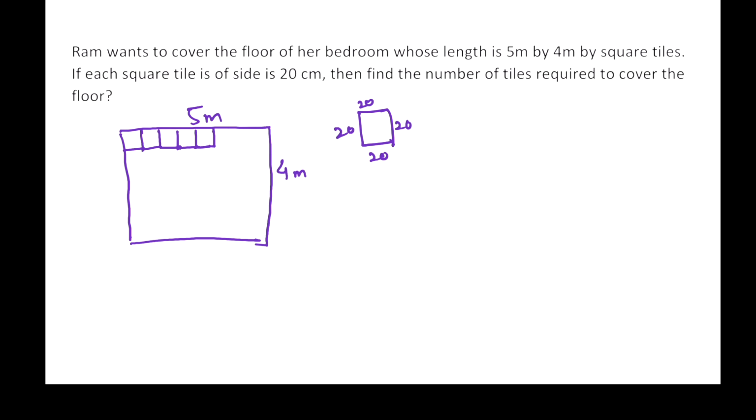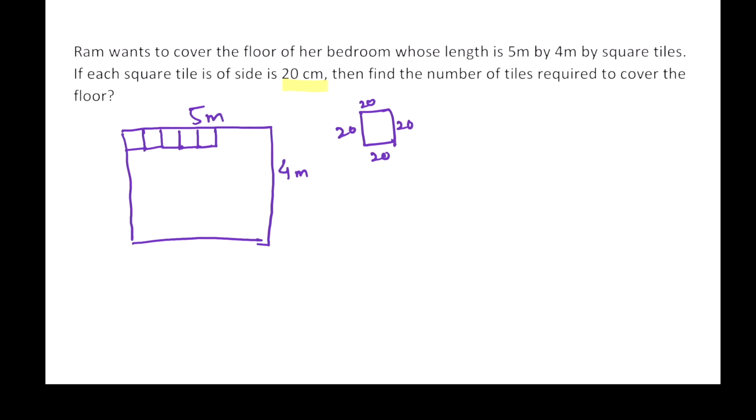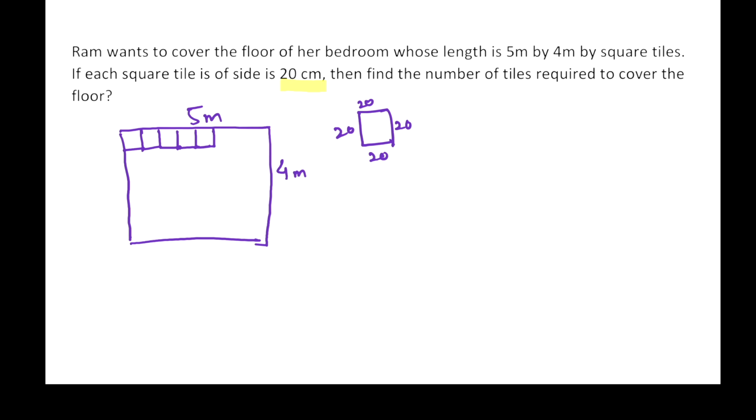One thing I would like to mention here, look at the units. Here the square tile is 20 centimeter each side, but our measurement of the bedroom is 5 meter and 4 meter. Sorry, this is not a square, this is a rectangle. So measurement of the bedroom is 5 meter by 4 meter. In order to do this problem, we need to convert the meter to the centimeter.